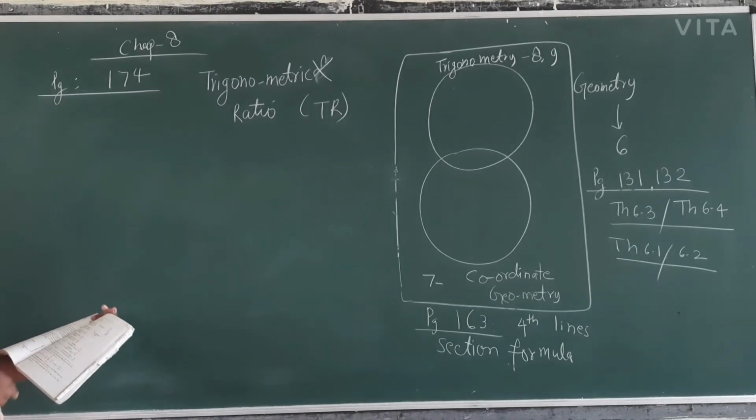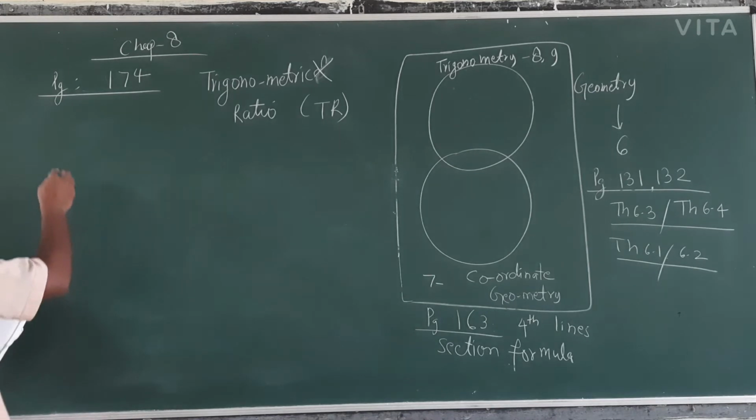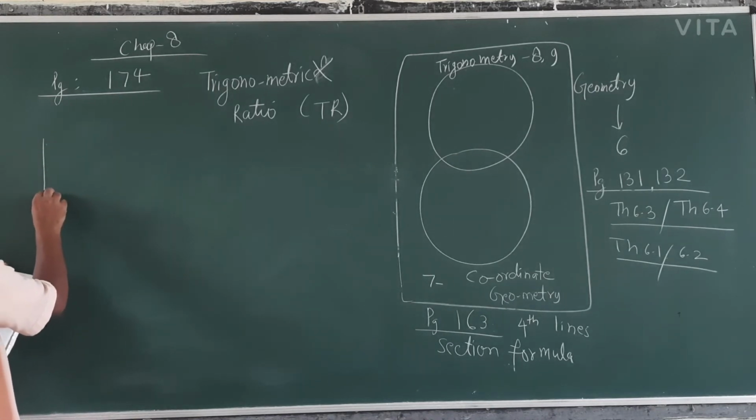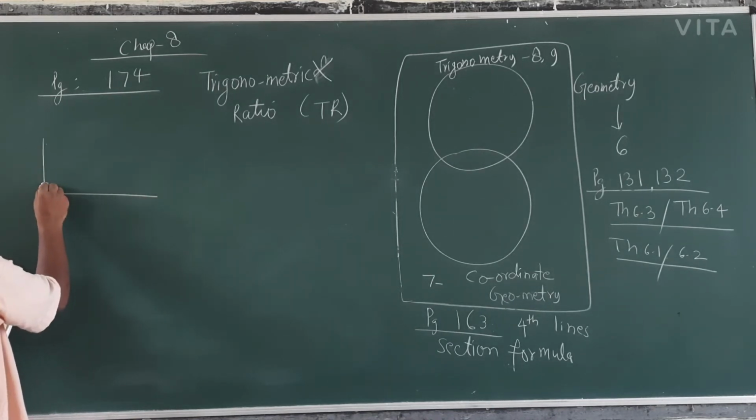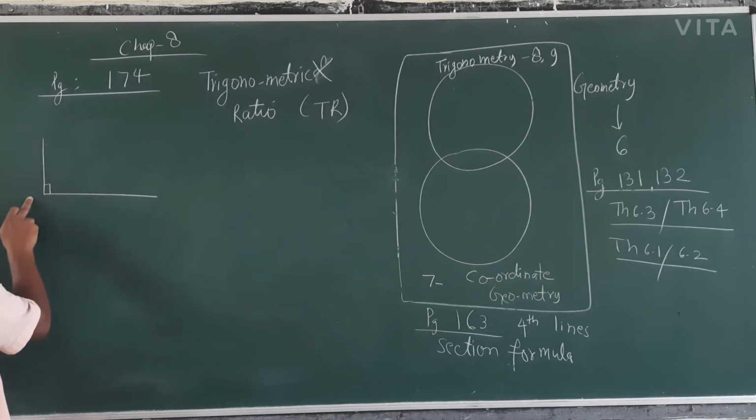Why are the trigonometrical ratios defined only for the right angle triangle? Because of the figure here, the right angle triangle. In a right angle triangle, two sides are mutually perpendicular to each other, at 90 degrees. And this is the case most of the time when we make any building.